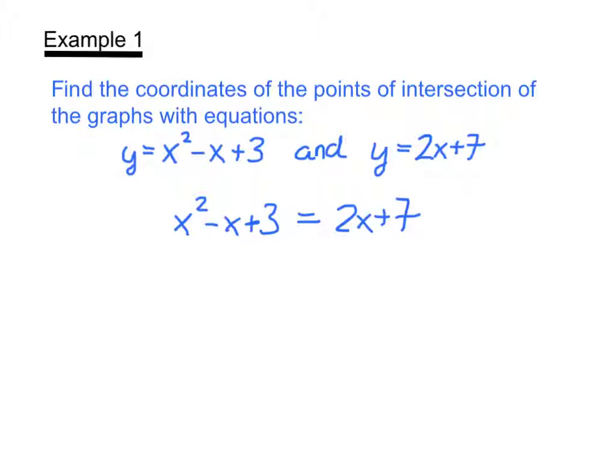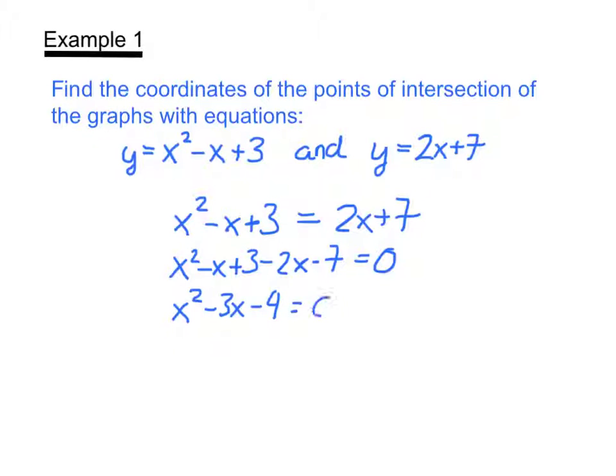So I'm going to bring the terms on the right hand side over to the left hand side, so that we get x squared minus x plus 3 minus 2x minus 7 equals 0. And we can clean this up a little bit and add like terms, so that we get x squared minus 3x minus 4 equals 0. And we can do a little bit of factoring here to solve for x. We have x plus 1 times x minus 4 equals 0, and therefore x equals -1 or 4.